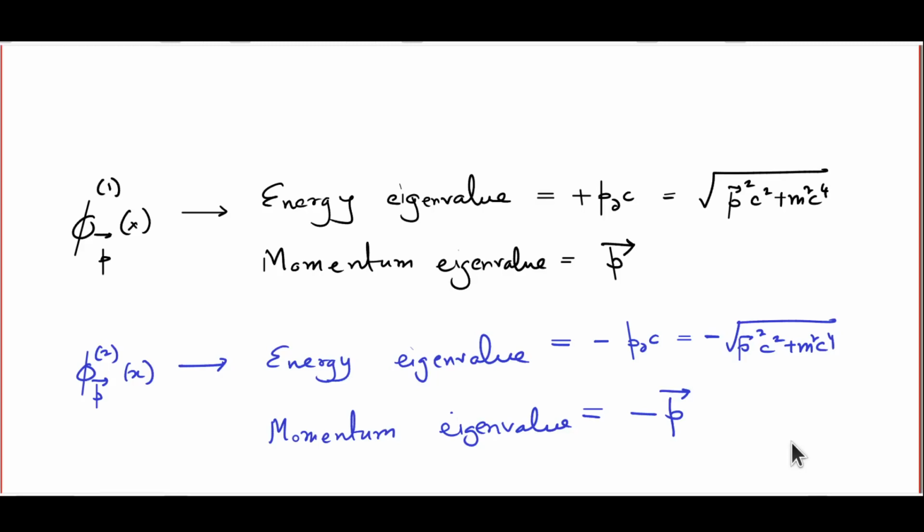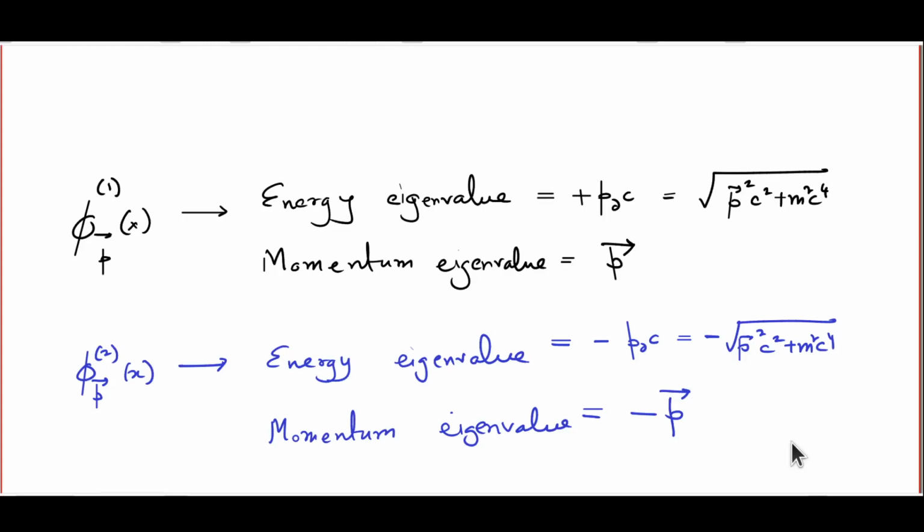You might of course have equally well written a solution with phi P2x taking the form e to the plus i by h cross P0 Ct plus P dot x instead of minus P dot x as we did here, and that would have actually given you a momentum eigenvalue of plus P. But remember, you get a solution for all values of plus P, so choosing minus P is not a problem. But there is a deeper reason why we are doing this. We will see later that these two solutions actually correspond to two different kinds of particles.